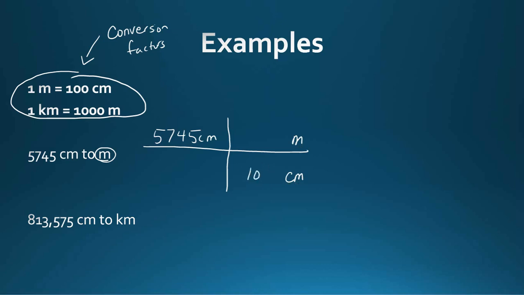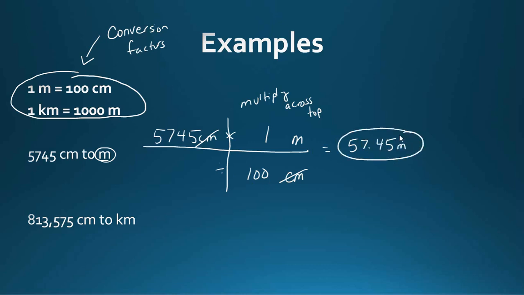There are 100 centimeters in 1 meter. Notice that centimeters now are diagonal to each other. These units cancel. You multiply across the top, and then divide by your bottom number. So in this case, you do 5,745 times 1, which is just 5,745, divided by 100. You get 57.45 meters. Okay, so that's a simple one-step conversion, going from centimeters to meters.